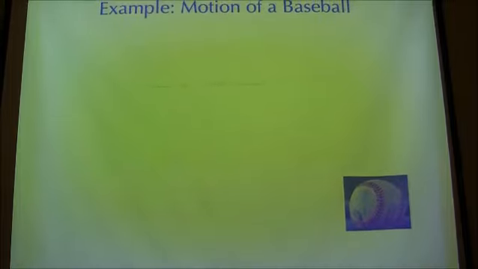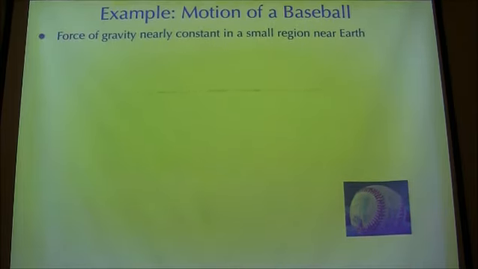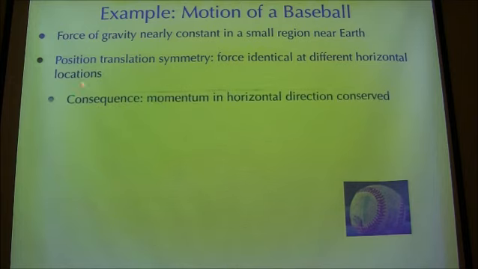And I thought, because I'm in the US, I should talk about an example with baseball. So the basic idea here is that the force of gravity is nearly constant in a small region near the Earth. And so what that means is that there's some sort of position translation symmetry. In other words, the force of gravity at this horizontal location is the same as the force of gravity at this horizontal location. There's nothing that can distinguish between these two places. And as a consequence of this translation symmetry, momentum in the horizontal direction is conserved.